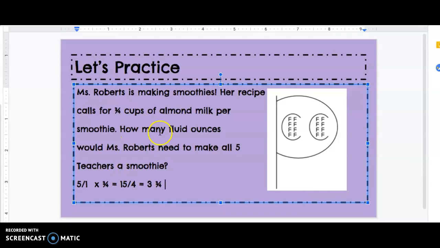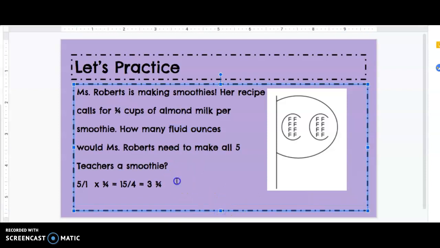But I need to remember, it's asking me how many fluid ounces that would be. So now I need to convert. And I need to think, okay, well, if I know that 3 and 3/4 cups are needed, to find out how many fluid ounces that would be, I need to multiply it by 8. I'm multiplying it by 8 because 1 cup is equal to 8 fluid ounces. So to find out what 3 and 3/4 is, I need to multiply it all by 8.